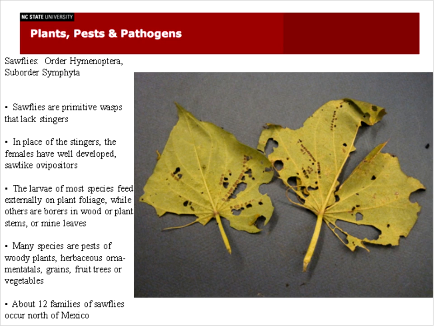But in place of a stinger, and the stinger is just a modified ovipositor, a structure for laying eggs in a substrate, they have this serrated saw-like structure which they use to cut holes into foliage or into stems of plants, sometimes even into wood, in which they lay their eggs. In this plant, this is some sweet potato here.